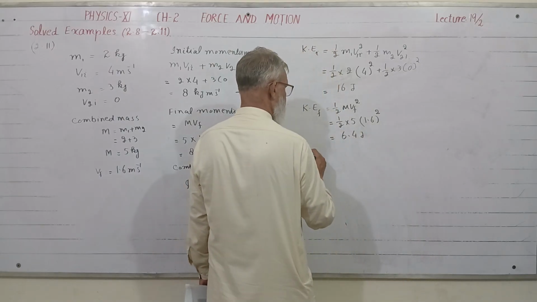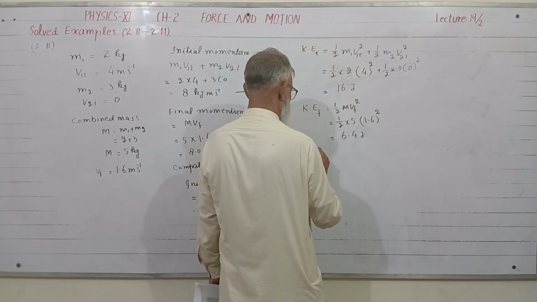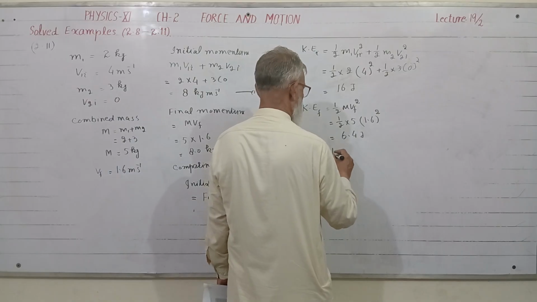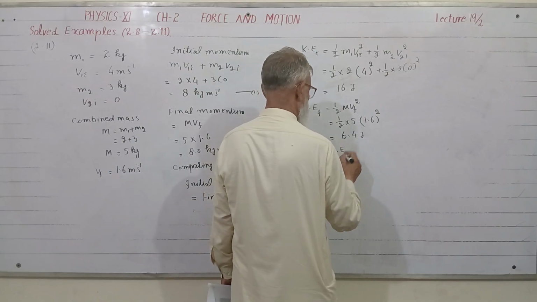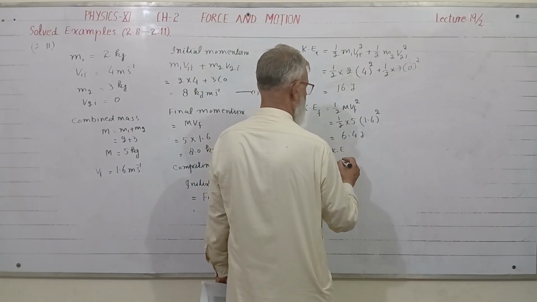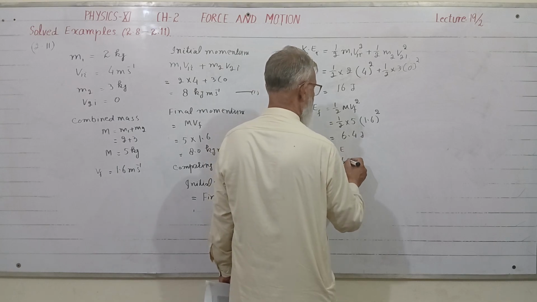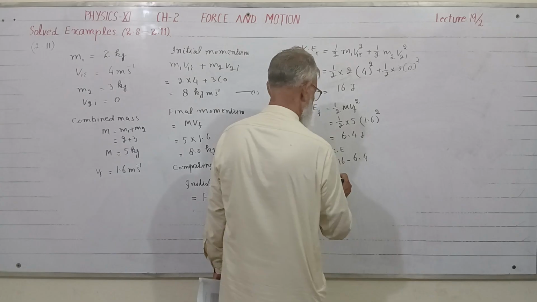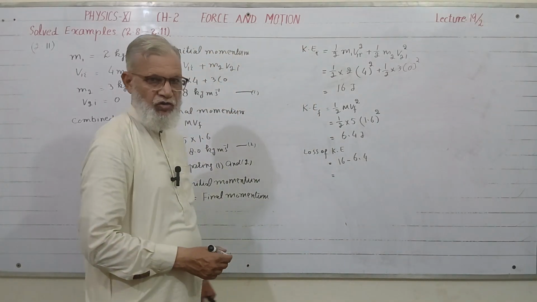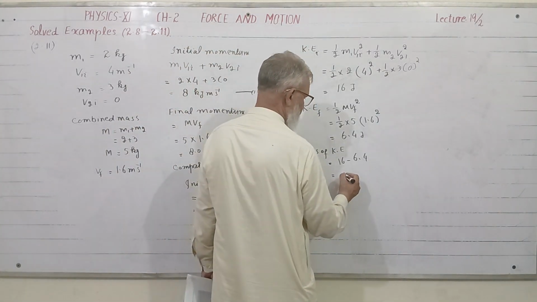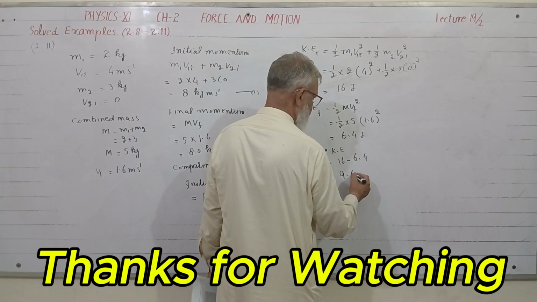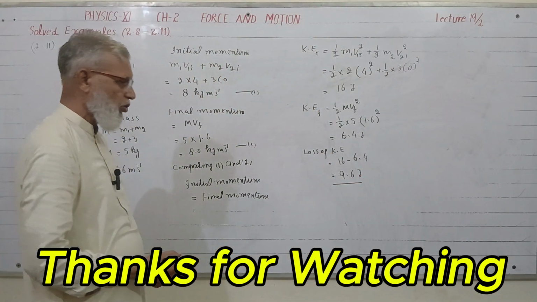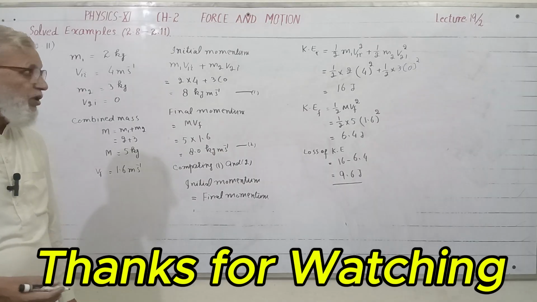Loss of kinetic energy is 16 minus 6.4, 9.6, I think. 9.6 joule is the loss of kinetic energy, because the collision is inelastic.